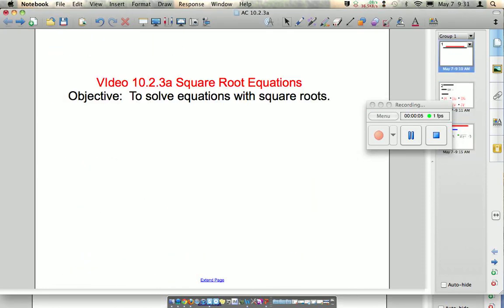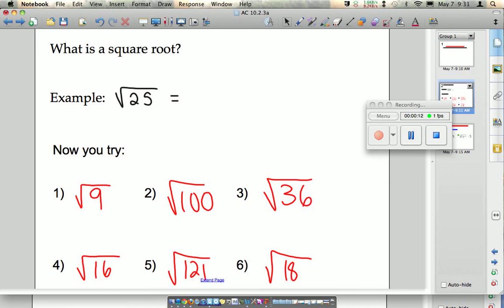This is video 10.2.3a, and the goal here is to solve equations with square roots. So first we need to make sense of what a square root is. So what is a square root?